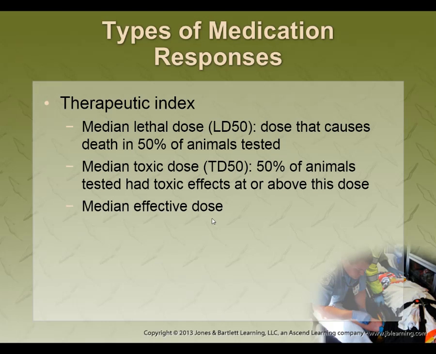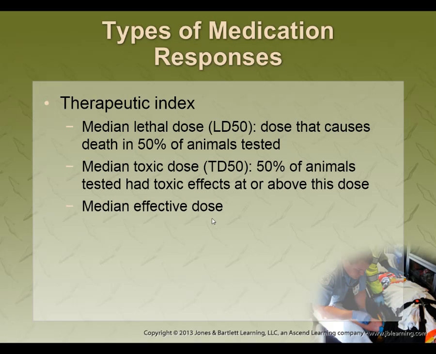So we did talk about therapeutic index. Please know the difference between the lethal dose, the toxic dose, and the median effect dose. The median effect dose is what we're looking for. The median effect dose means that 50% or more of the population got the desired result. Well, they had a headache, they took Tylenol, their headache went away. The median toxic dose is when 50% of animals that were tested had toxic effects.